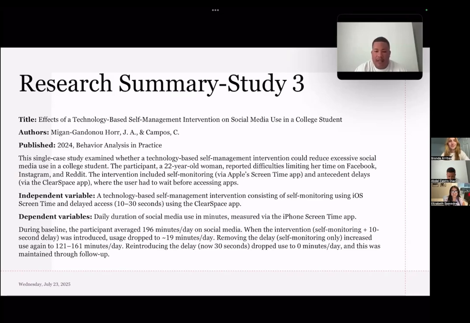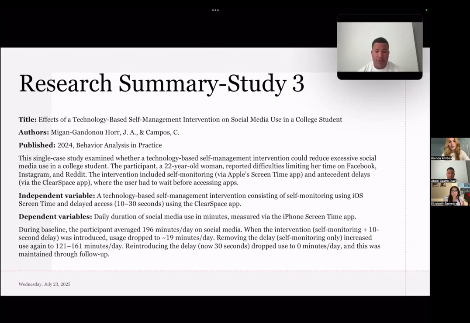The third study is titled Effects of Technology-Based Self-Management Intervention on Social Media Use in a College Student. The authors are Megan Gandonun and C. Campus. It was published in 2024 in Behavior Analysis in Practice. This single case study examined whether the technology-based self-management intervention could reduce excessive social media use in a college student.